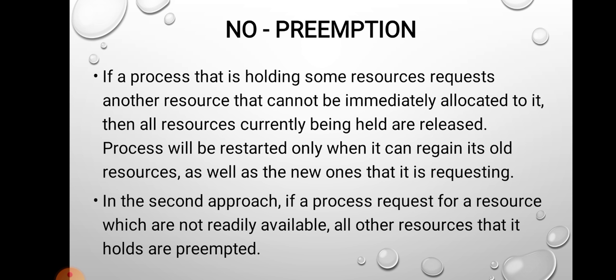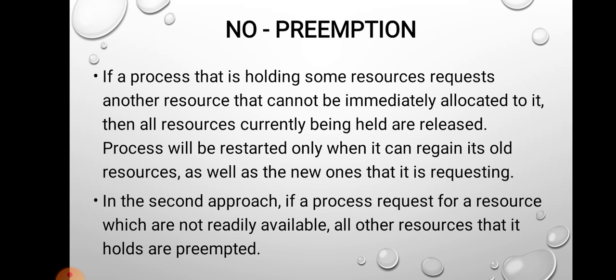So how are we going to avoid this? Again, we have to follow certain approaches. In approach 1, if a process is holding some resource and it is requesting another resource, and that resource cannot be immediately allocated to it, then all the resources that are currently held by that process are going to be released.